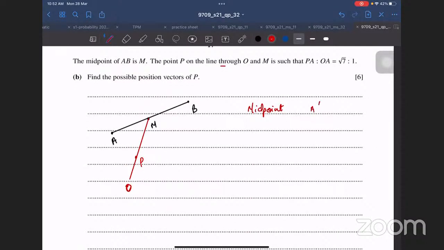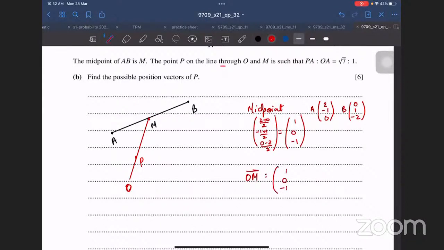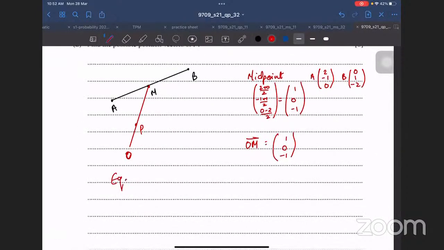So A के coordinates हैं 2, -1 and 0, और B के coordinates 0, 1 and -2. Okay. So midpoint जो आएगा: 2 + 0 divided by 2, -1 + 1 divided by 2, 0 - 2 divided by 2. I get 1, 0, -1. Okay, that's OM. Equation of line OM.